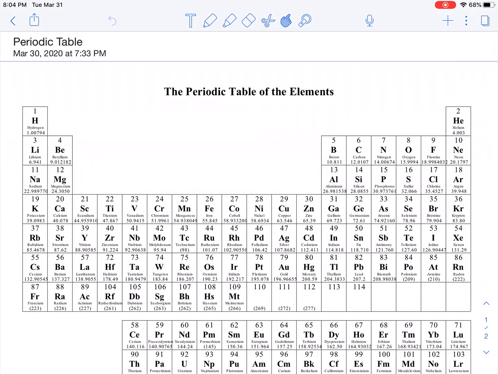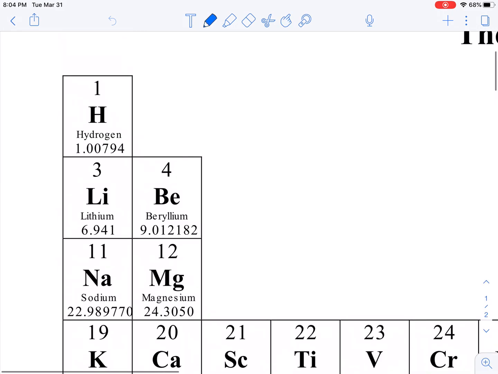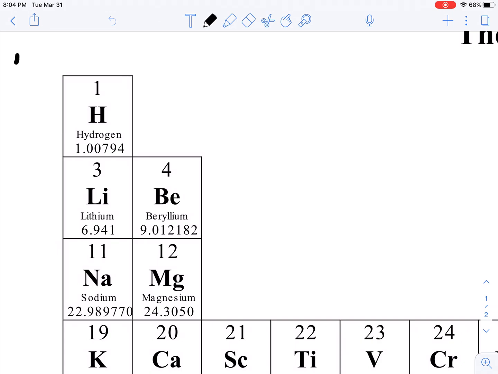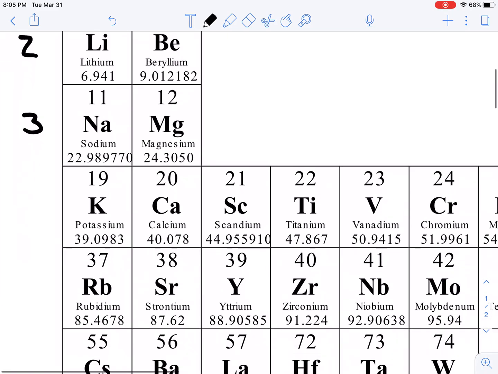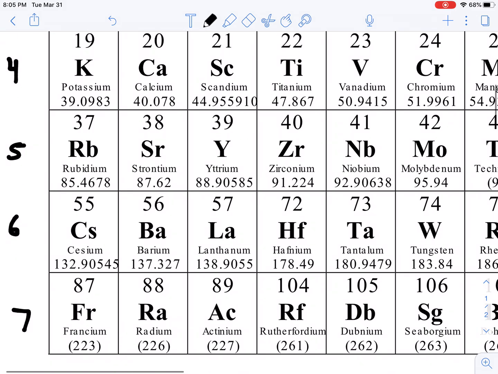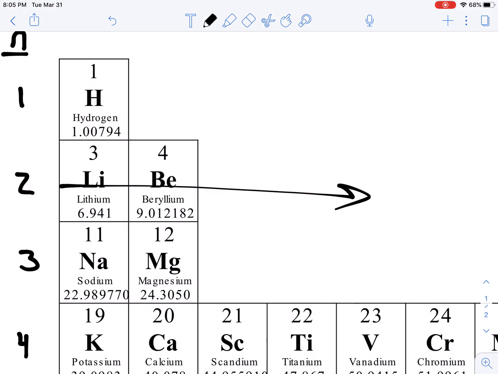Let's first do this. Let's number our periodic table with energy levels. So over here, we'll do this in black. My n value, remember n is energy level, this is the first energy level, second, third, fourth, fifth, sixth, and seventh. And remember that just goes along like so. So for instance, these elements are in the second energy level the whole way across.